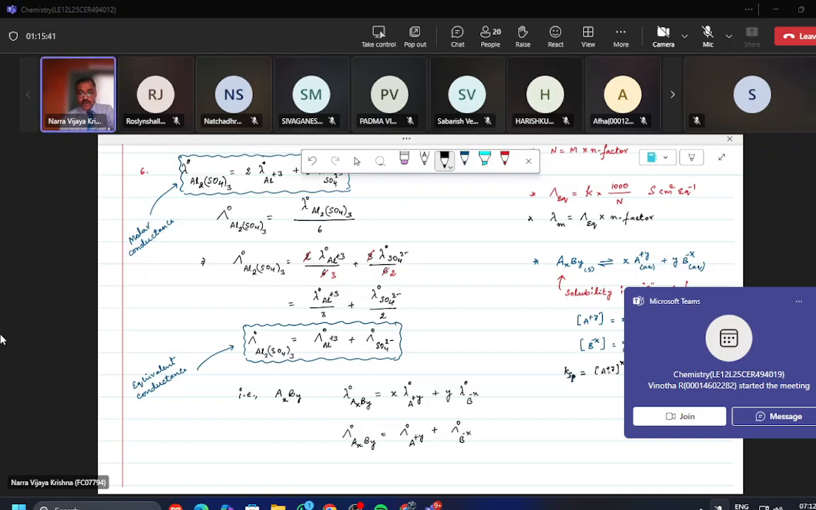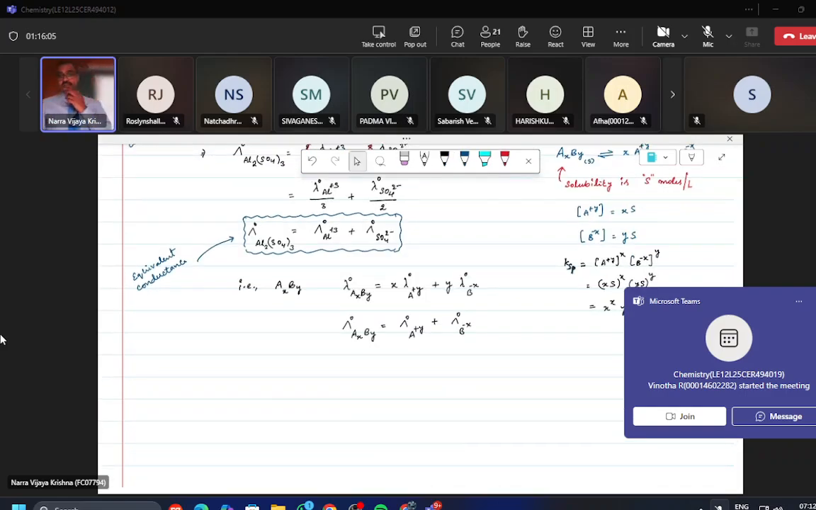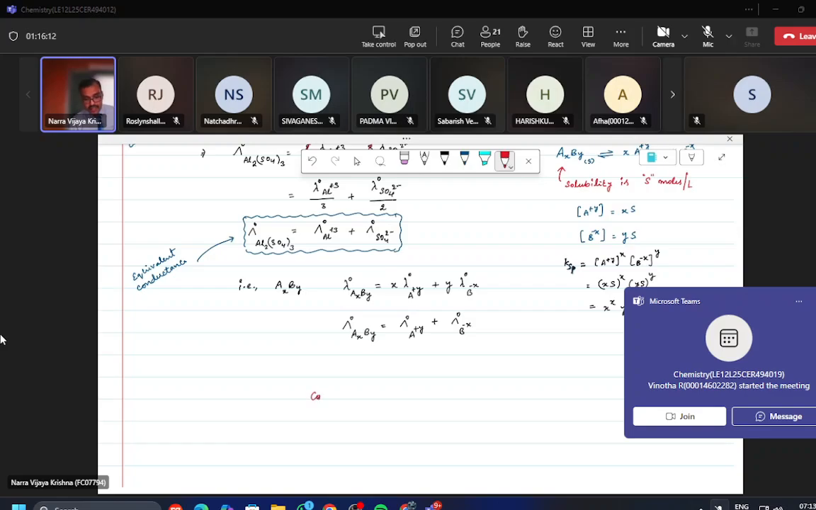What is the concentration of A^(y+)? XS power X. Correct? So XS power X, YS power Y. So what is KSP equal to? X power X into Y power Y into S power X plus Y. Correct? Respond online. Correct or not? Yes, sir.